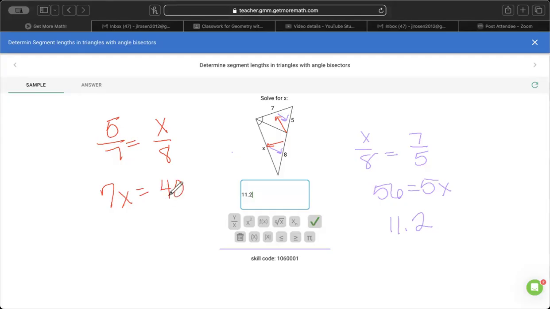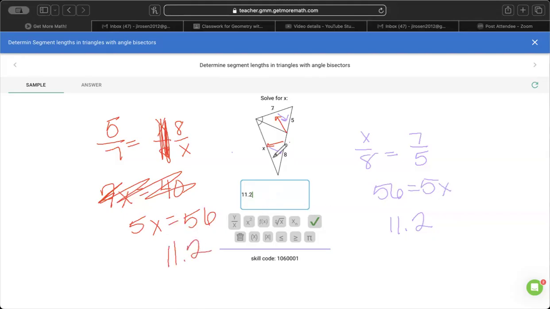Oh, maybe I did that wrong. 5 over 7, 8 over x. See, I didn't follow my own rules. 8 over x. And then that's going to get me 5x equals 8 times 7. So see, all it did is flip this. So I'm still going to end up with the same amount.